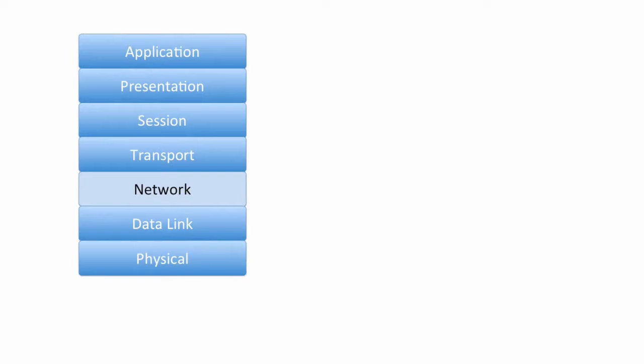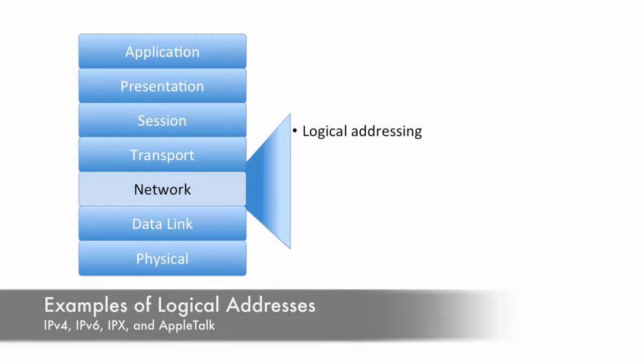Let's move up to layer 3 now and see what's going on at the network layer. What is the network layer responsible for? You might remember that the data link layer was responsible for physical addressing like a MAC address. Well, the network layer is responsible for logical addressing. And in our environment, the logical addressing we're going to be using is probably IP, the Internet Protocol, maybe IP version 4, maybe IP version 6, but it's probably going to be IP.